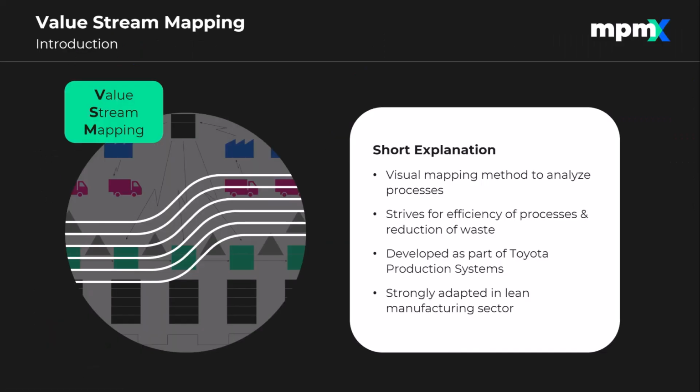Value stream mapping is a visual mapping method to analyze and optimize business processes. The goal is always to make the processes more efficient and to reduce waste. This technique is part of business process modeling and was originally developed as part of the Toyota production systems in the 50s and 60s. And it was strongly adopted by the industry in the 80s and 90s, especially in the lean manufacturing sector. So this method is used already for many years in companies in order to optimize business processes.